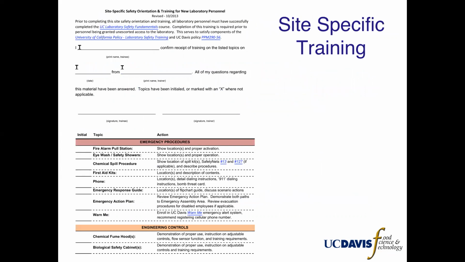Site-specific training. This is an example of the site-specific training checklist. You will need to receive this training prior to beginning work in the laboratory. In this training, you will learn the location and proper use of safety equipment such as personal protective equipment, fire alarms, safety eye washes, spill and first aid kits, chemical fume hoods, and biological safety cabinets. It will also review proper emergency response and ensure that you have read the department-specific emergency action and injury and illness prevention plans, in addition to laboratory-specific standard operating procedures.